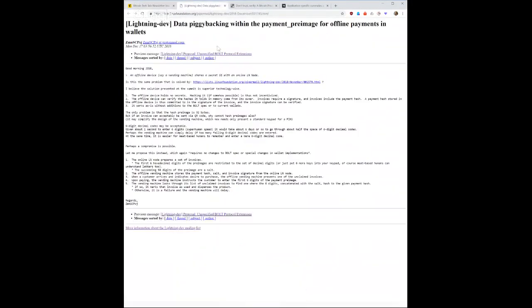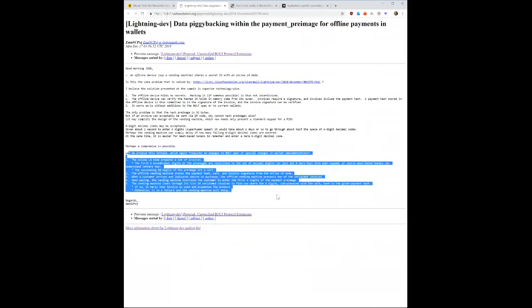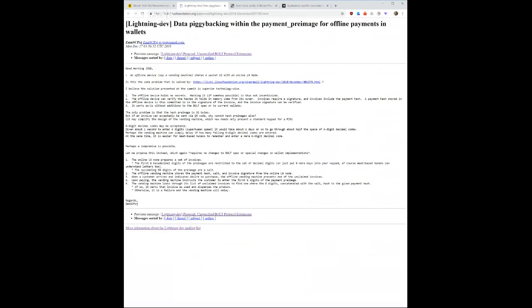Offline payments using Lightning Network. This is a really interesting concept because with Lightning, you usually have to have the private key online. But there's this interesting data piggybacking thing, and there's a proposal by ZmnSCPxj. An online Lightning node prepares a set of invoices, and this is supposedly like a vending machine that only gets data once in a while or something like that.